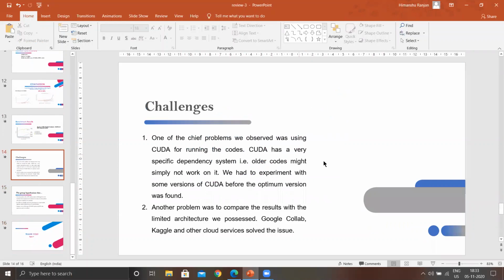The problems we faced were naturally with CUDA. CUDA has very specific requirements for the system it is used in, so we had to work with several versions of CUDA, including 9.2 and 8.0. Another problem was that we have limited architectures on our system. Google Colab, Kaggle and other cloud services provide CPU-specific, GPU-specific and GPU-accelerated architectures. That's how these two challenges were solved.